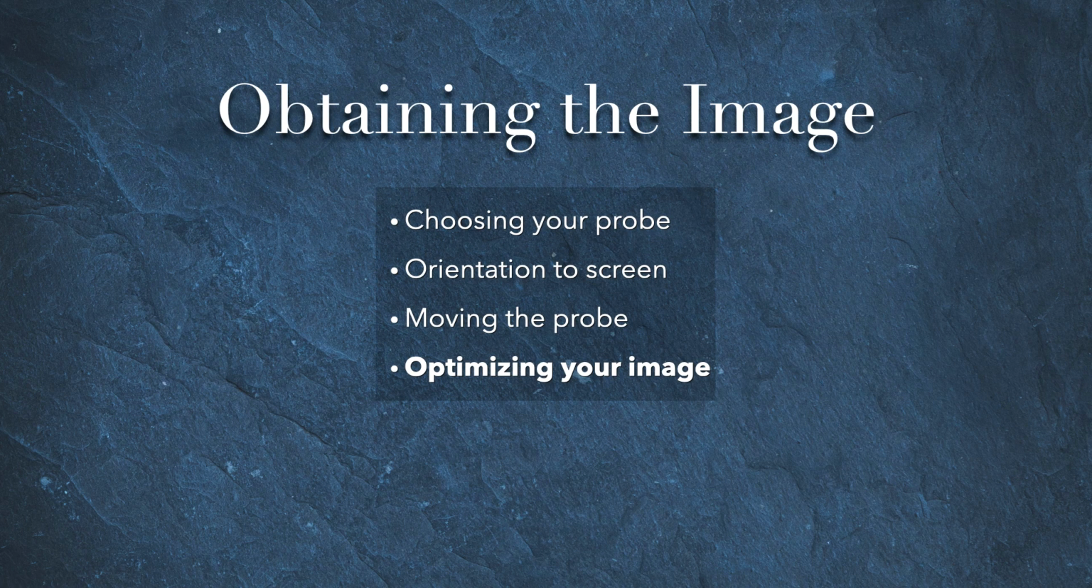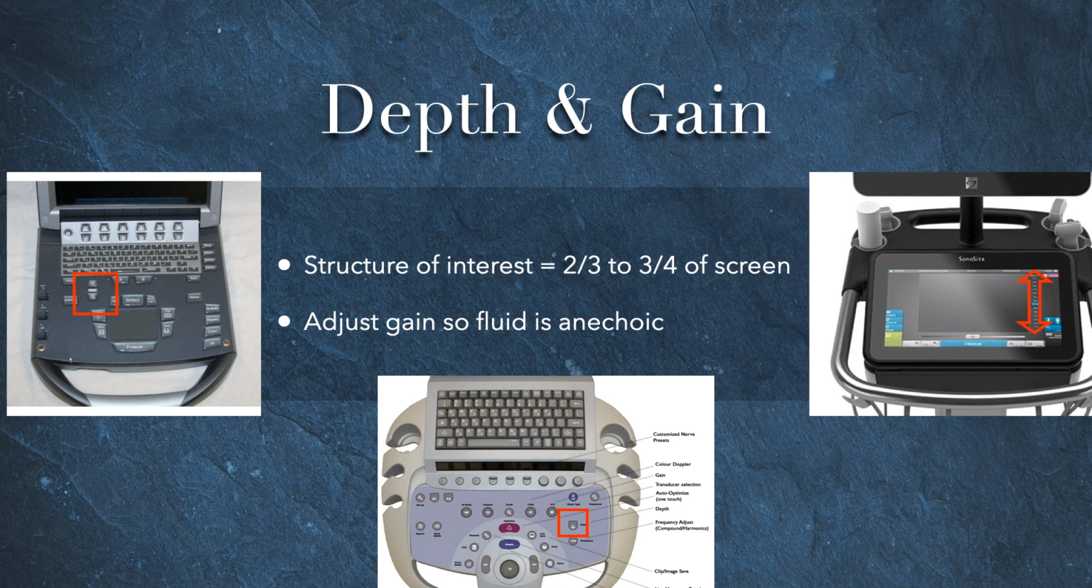The next thing we're going to talk about is optimizing your image once you have identified the key structures. Adjusting your depth is an important part of optimizing your image. This is because you want the structure of interest to take up 2/3 to 3/4 of your screen. Now on this picture, the red squares and arrows highlight the areas on 3 different ultrasound machines where you may adjust the depth.